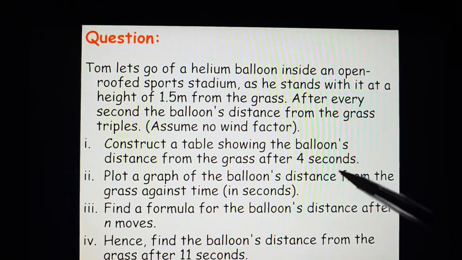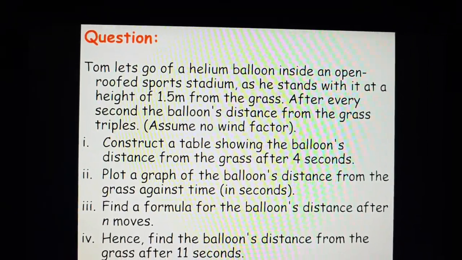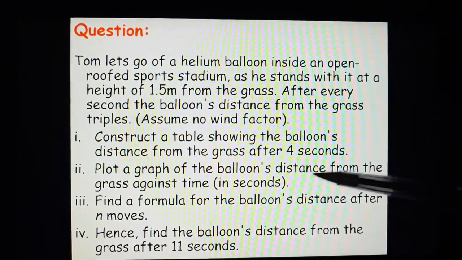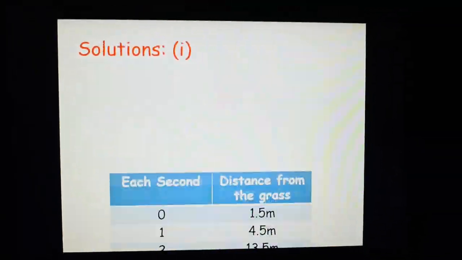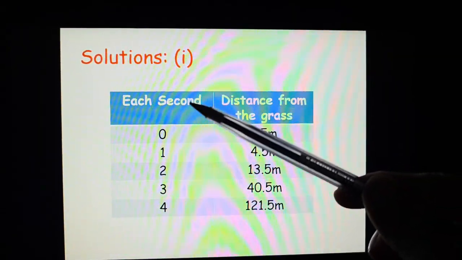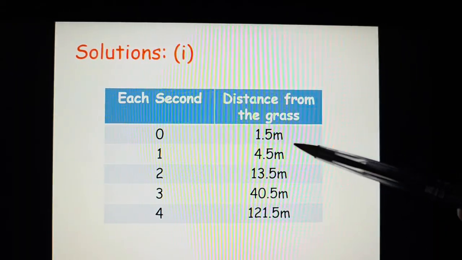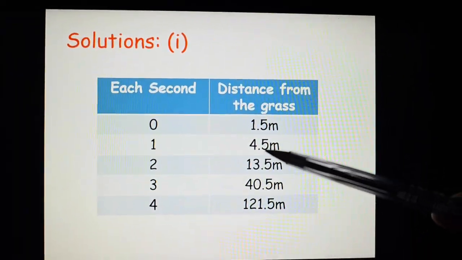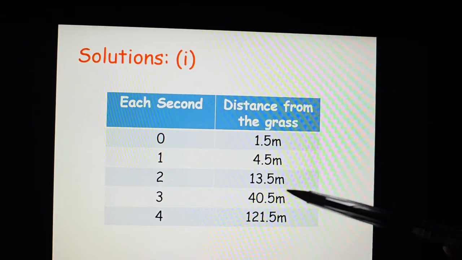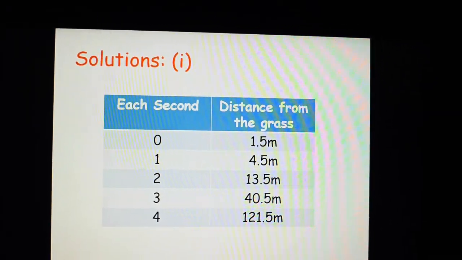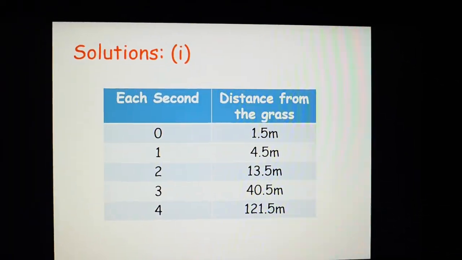Okay, so at a time of 0 seconds, the balloon is 1.5 metres from the grass because he's holding it in his hand still. Then he lets it go, and after 1 second, it's going to be triple the distance now. So I'm going to do up a table. Okay, these are the seconds, and this is the distance from the grass. So initially, no time has passed yet, he hasn't released it, 1.5 metres. Triple that, you'll get 4.5. Triple that, you'll get 13.5. Triple that, you get 40.5 metres, and triple that, you get 121.5 metres. So after 4 seconds, the balloon is 121.5 metres above the grass.